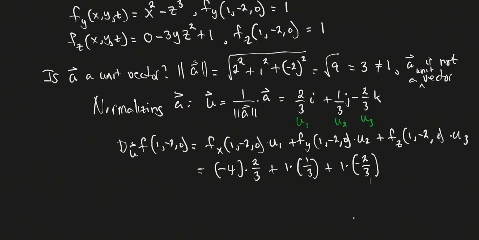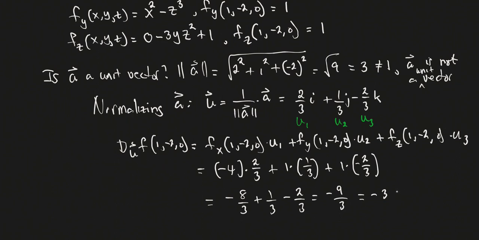So what do we end up with here? We have negative 8/3 plus 1/3 minus 2/3, so that's negative 9/3 for a directional derivative of negative 3. And what does this mean? It means that our surface is decreasing. So again, at this point in this direction, our function or surface or hypersurface is decreasing at a rate of 3 units of f per unit of x, unit of y, unit of z.